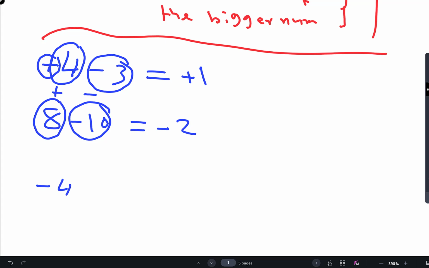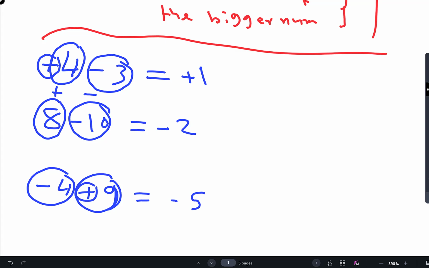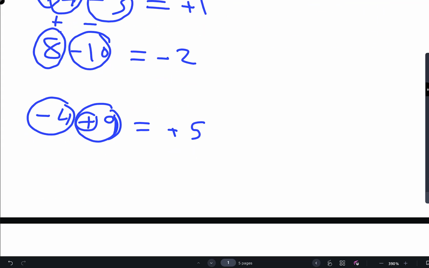Negative 4 plus 9. They are different signs, so you have to subtract them. 4 and 9 equal to 5. Which number is bigger? 9 is plus, so it's plus.